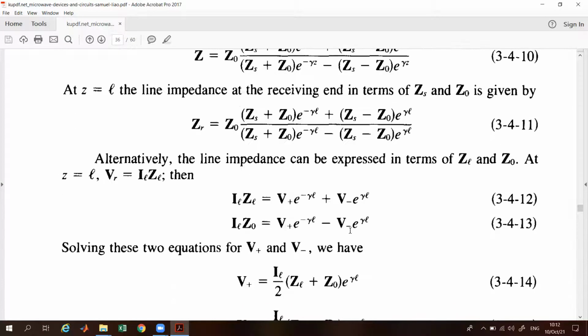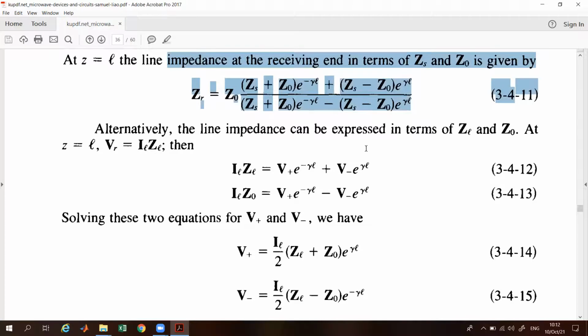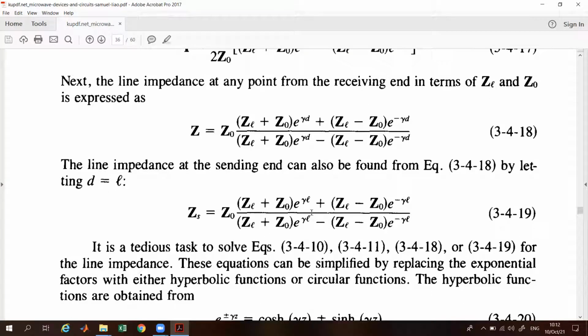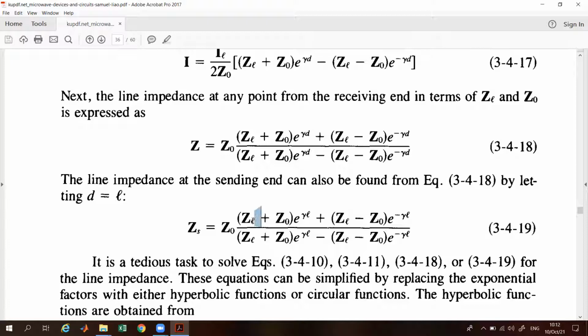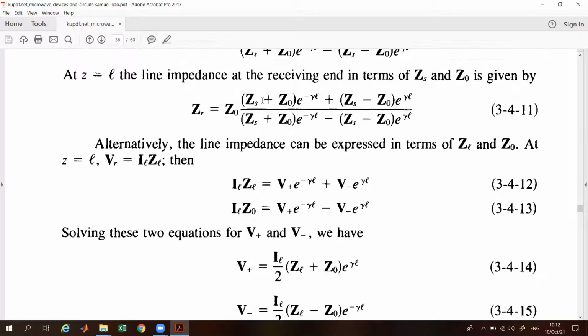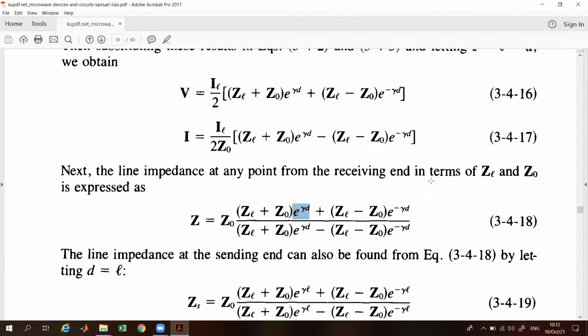Now, if you compare these two equations, this one at Z equals L is in terms of ZS and Z naught. This one is in terms of ZL and Z naught. So the only difference is that you have ZL here and in the above equation, you have ZS here. Otherwise, the remaining equations are the same. And another difference is that instead of Z equals L, we have Z equals D here. Okay.